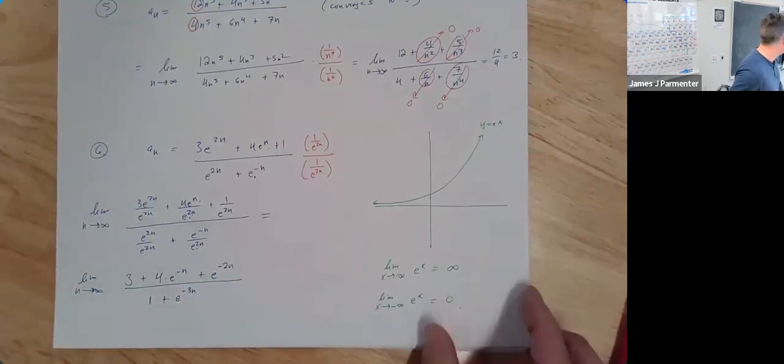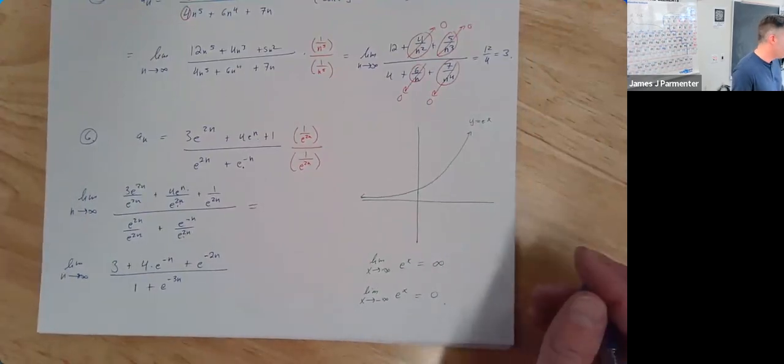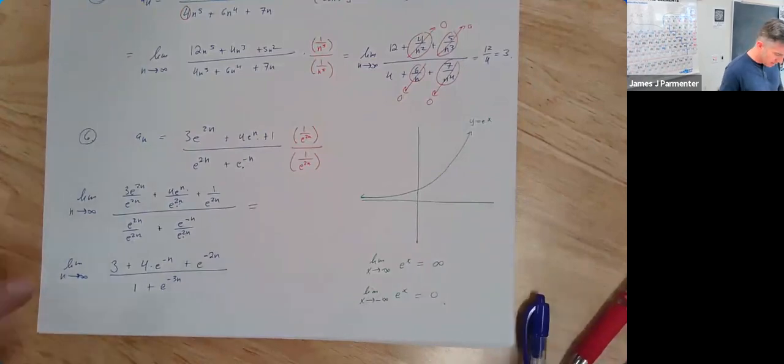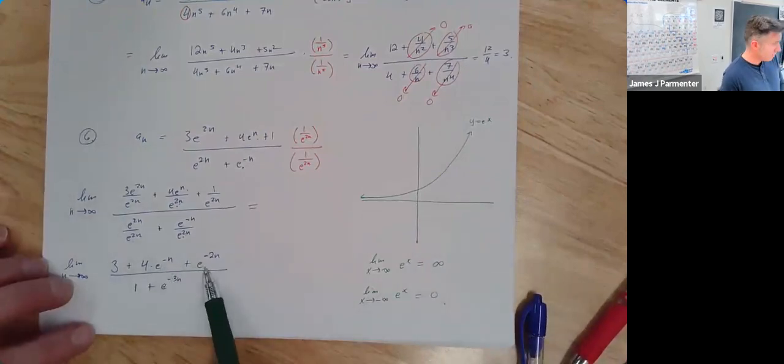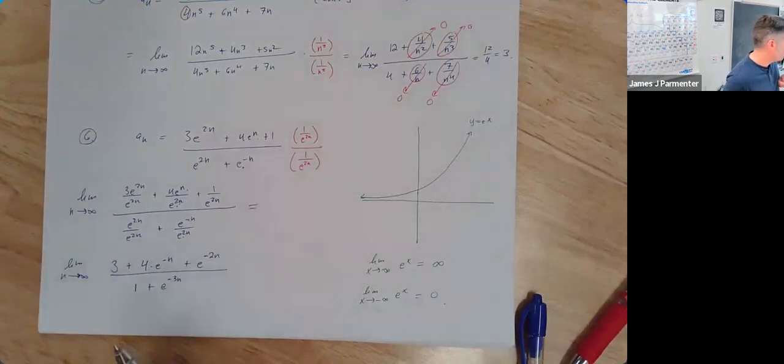Now, I'll point out, I'm not a huge lover of negative powers. It's not my favorite. Even though you can totally do it this way, right? You could all probably convince yourselves that, yeah, e^(-n) is going to go to 0, e^(-2n) is going to go to 0, and e^(-3n) is going to go to 0.